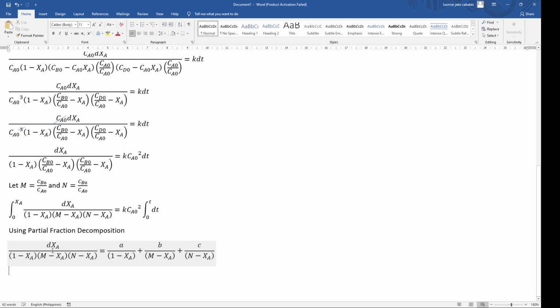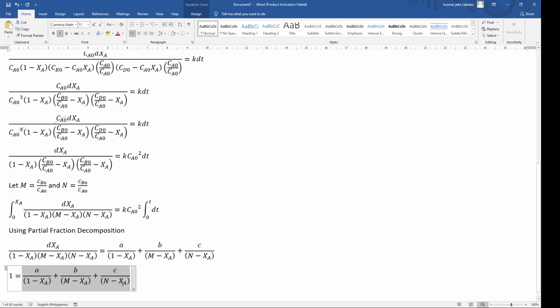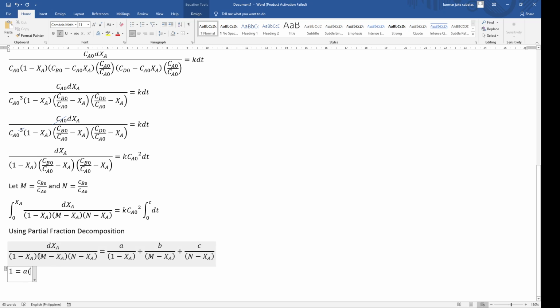So after cross multiplying all of this, we will be getting 1 is equal to A times that one, plus B times that one and this one, and plus C times these two.